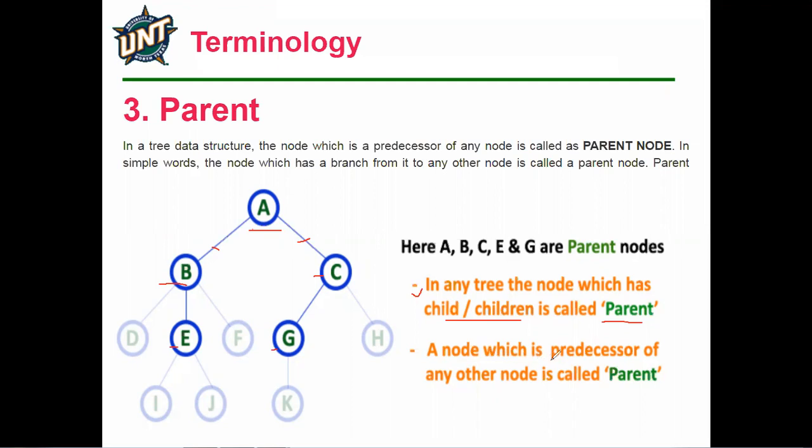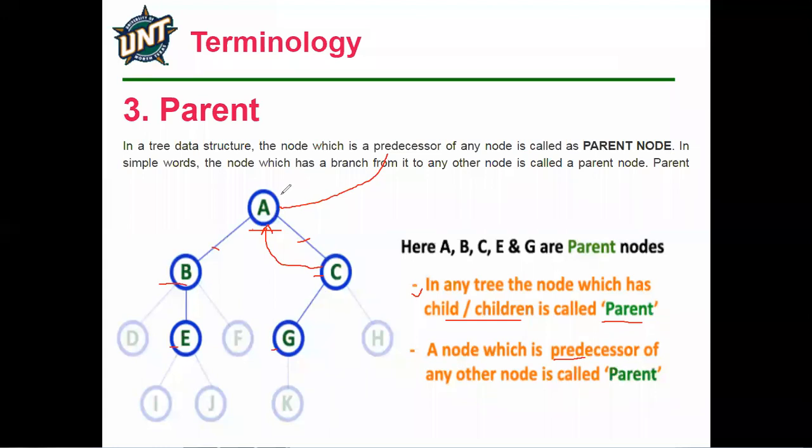A node which is a predecessor of any other node is called a parent, meaning the previous node. What will be the previous of C? A. That's why A is called a predecessor of C. So we can see that A is a predecessor of C, and that is the concept of parent. The node which is a predecessor of any node is called a parent node.